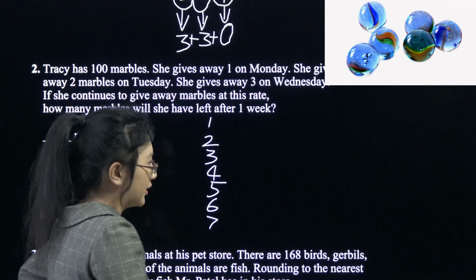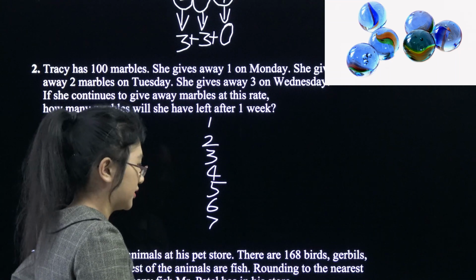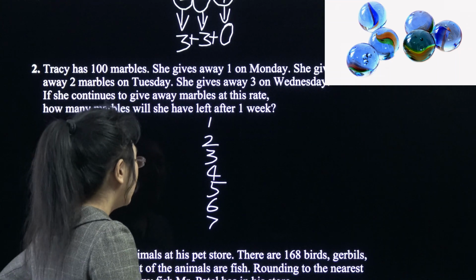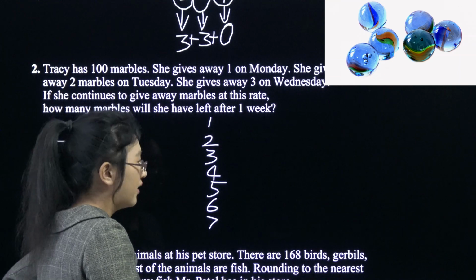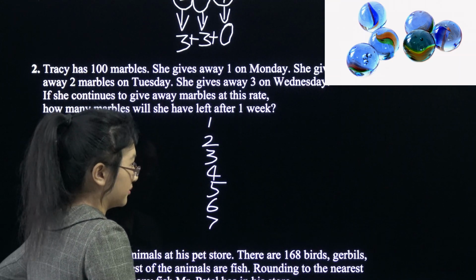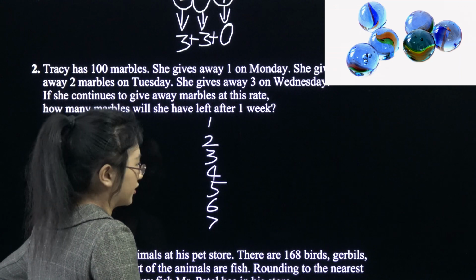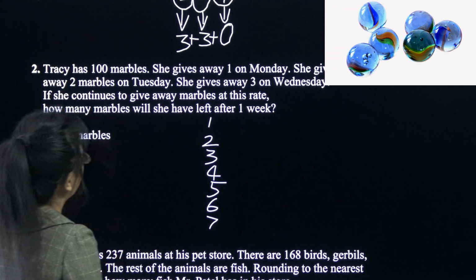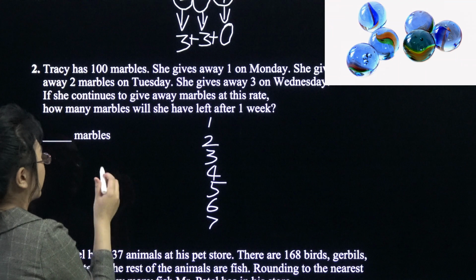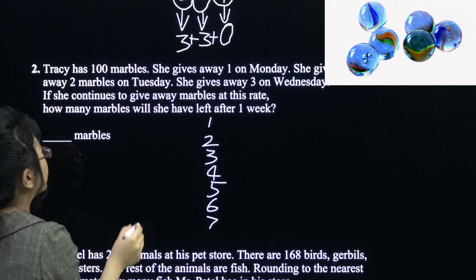1 plus 2 equals 3. 3 plus 3 equals 6. 6 plus 4 equals 10. 10 plus 5 equals 15. 15 plus 6 equals 21. 21 plus 7 equals 28. So she would end up giving away 28 marbles. But the question is, how many marbles will she have left?